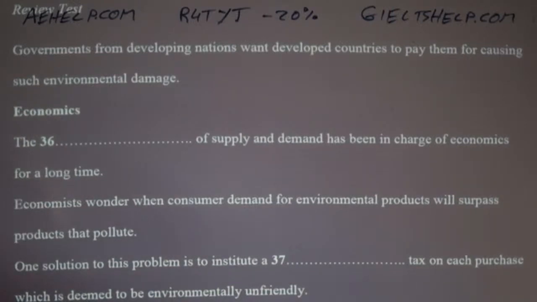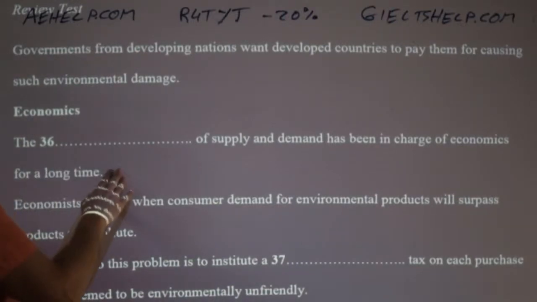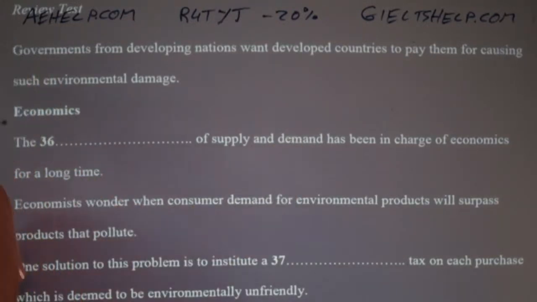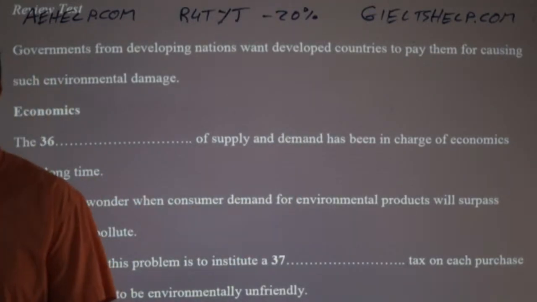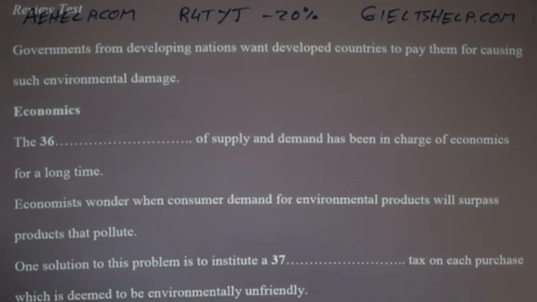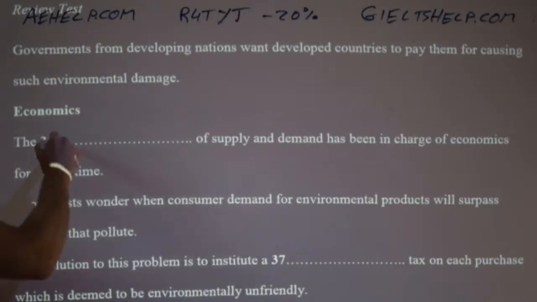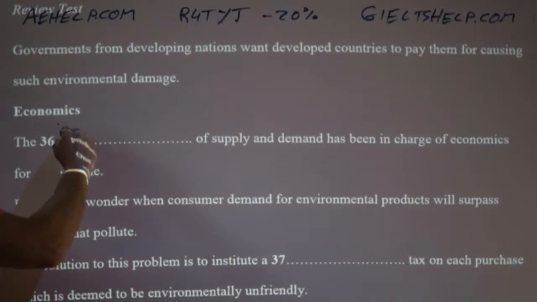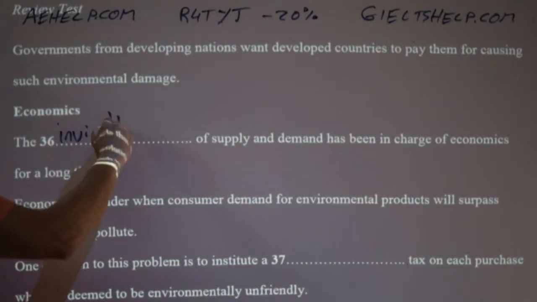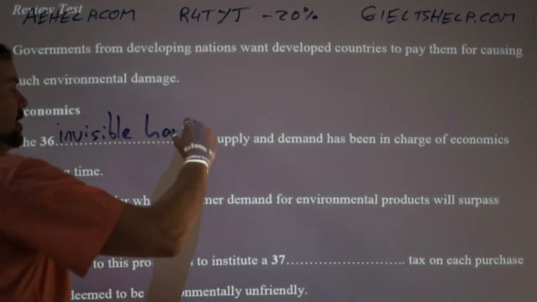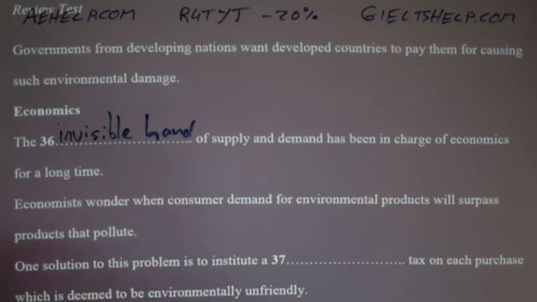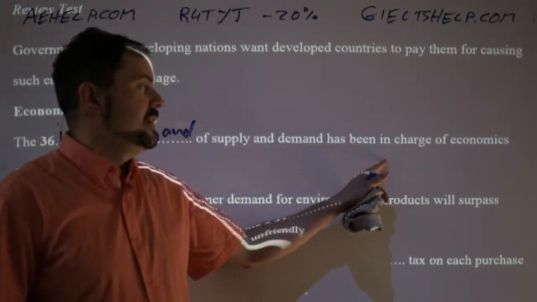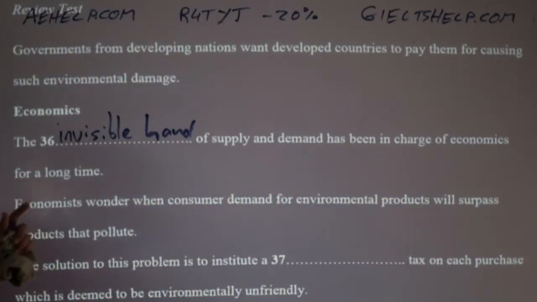Economics, number 36, was quite tricky. The something of supply and demand. It was an expression. If you're a business student, you might know this. Okay. It's not invincible, Sammy. It's invisible, and it's the invisible hand. Invisible is just an adjective. So you need a noun here. And the noun is hand. The invisible hand of supply and demand has been in charge of economics for a long time.